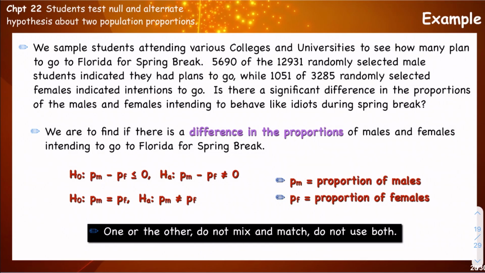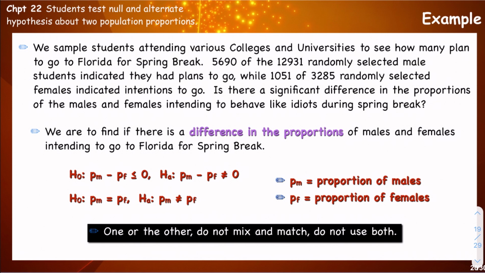Welcome back. So in part one, we talked about building a confidence interval, and then we finished by talking about how to build a hypothesis test when we're comparing proportions. So let's go back to the same example dealing with college students. We sample students attending various colleges and universities to see how many plan to go to Florida for spring break.